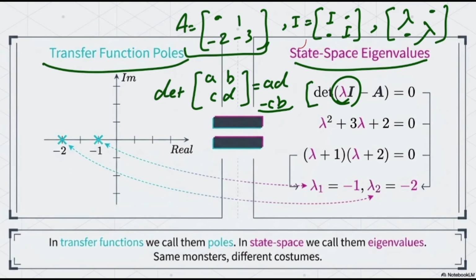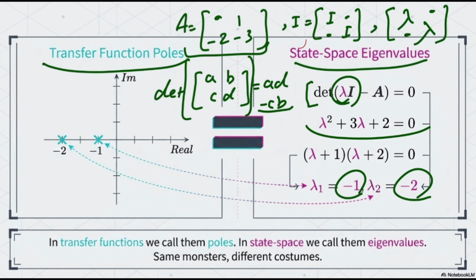So by finding the determinant of this guy, we do have this formula. By putting this equal to 0, as you can see, the values that we call eigenvalues in state space are exactly the same.